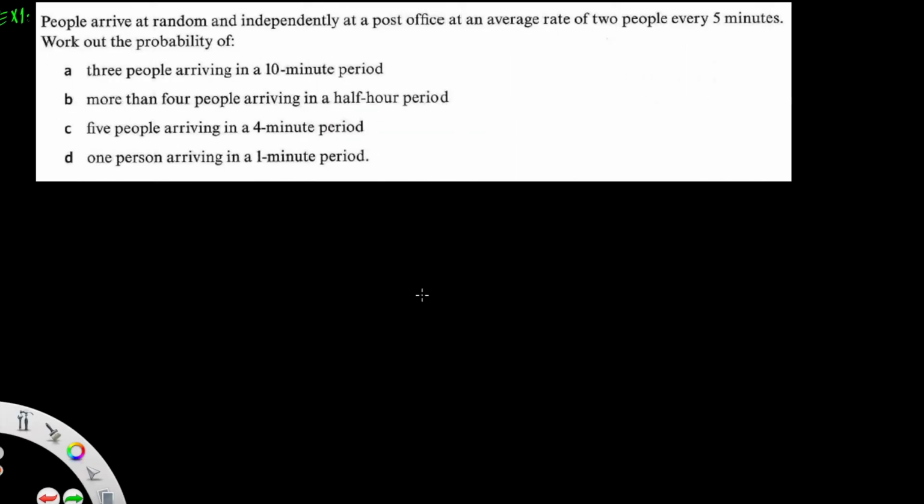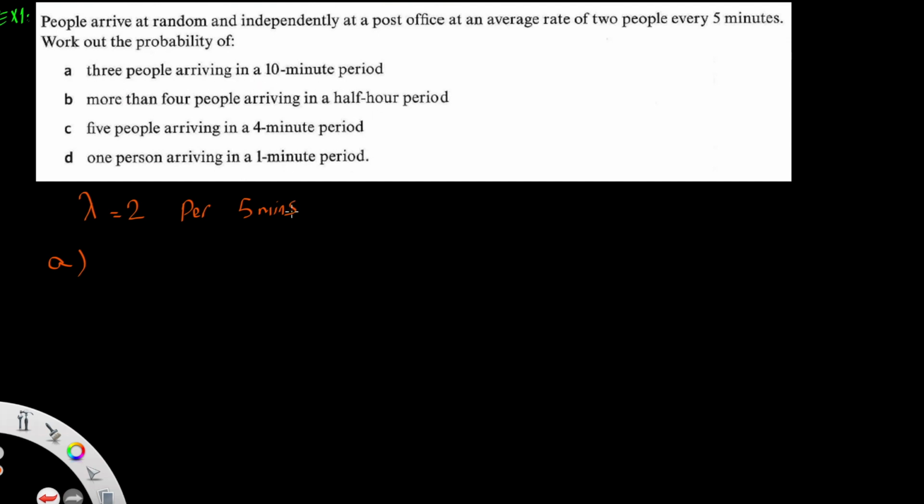Example number 1: people arrive at random and independently at a post office at an average rate of 2 people every 5 minutes. Work out the probability of the first part. The initial lambda is equal to 2 per 5 minutes. Now, for the first part, it says 3 people arriving in a 10-minute period.